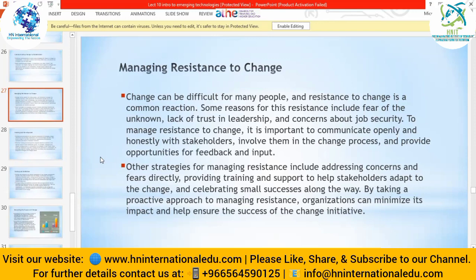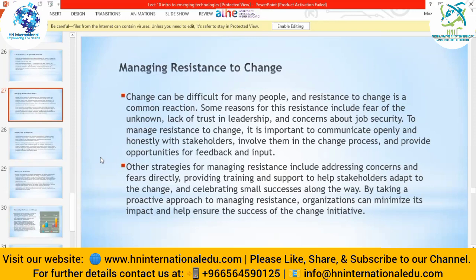Change can be difficult for many people, and resistance to change is a common reaction. Some reasons for this resistance include fear of the unknown, lack of trust in leadership, and concerns about job security. To manage resistance to change, it is important to communicate openly and honestly with stakeholders, involve them in the change process, and provide opportunities for feedback and also input. Other strategies for managing resistance include addressing concerns and fears directly, providing training and support to help stakeholders adapt to the change, and celebrating small successes along the way. By taking a proactive approach to managing resistance, organizations can minimize its impact and help ensure the success of change initiatives.